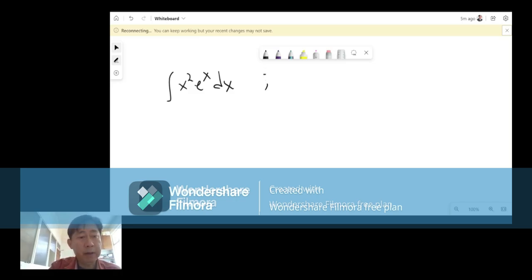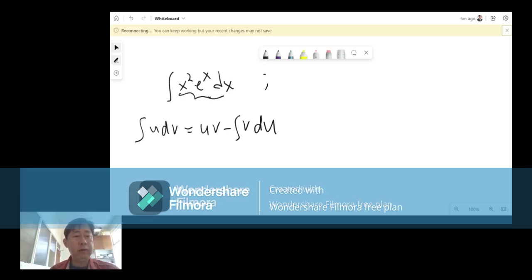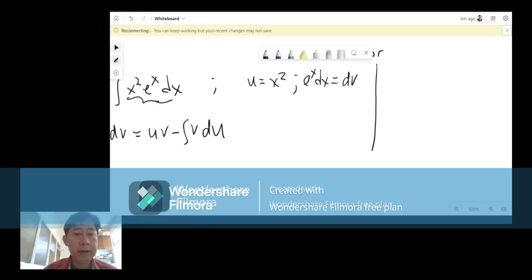The integration by parts formula requires us to cast the integrations into the form of u dv equals uv minus v du. The first step you have to do is to identify which terms in the integrand you will call u and which term you want to call dv. Here there are two choices. Either you call u to replace x squared and e power x dx to be replaced by dv, or you can identify u to be e power x while dv to be identified as x squared dx.